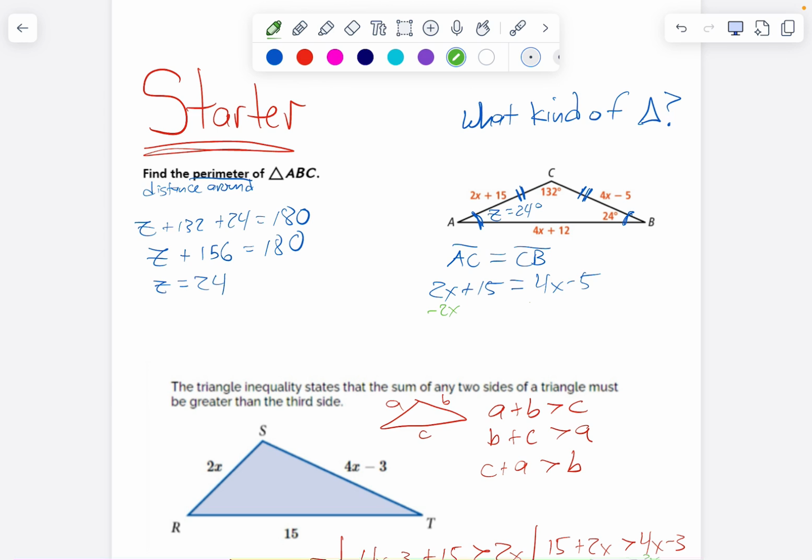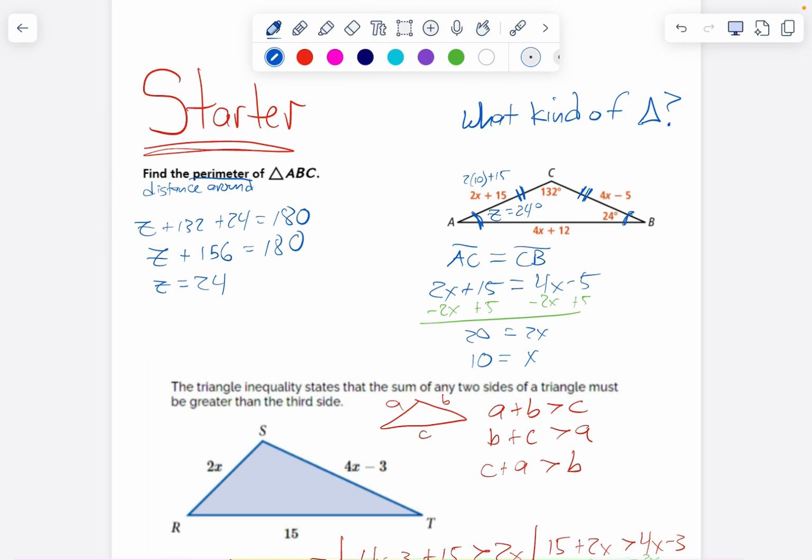We'll get our x's on one side, get our constants on one side, and we'll get x to be 10. All right, that's the big bulk of the work. How do we get the perimeter from there? Plug x in. Yeah, we just plug x back in, and we'll get 2 times 10 plus 15.